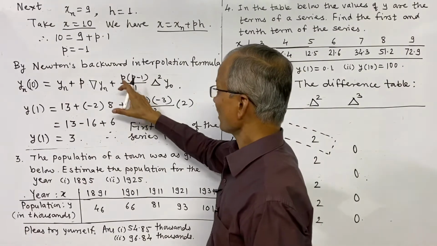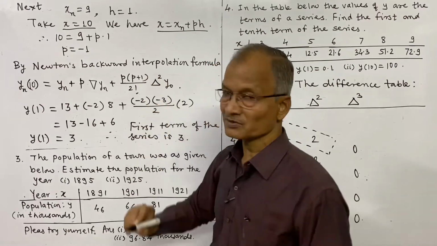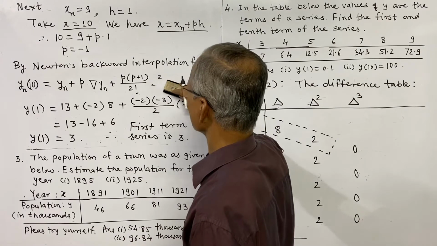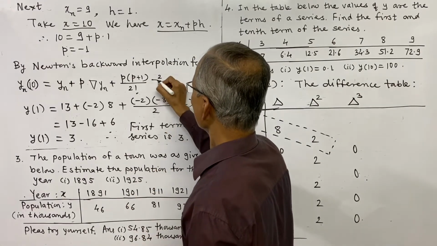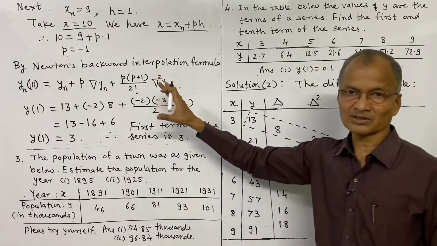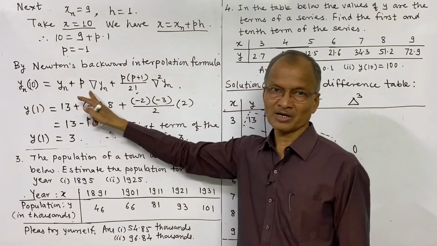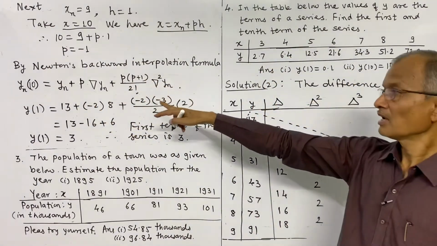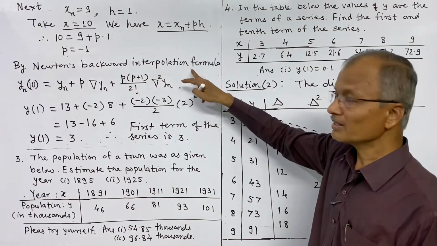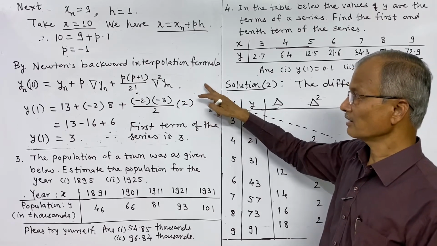And now what is the change in the binomial coefficient? That is p. Here the coefficients will be p into p plus 1 divided by 2 factorial, and that is again del square yn. You observe the Newton's backward difference interpolation formula that we have expressed. The starting term is yn, next is p del yn plus p into p plus 1 divided by 2 factorial del square yn plus p into p plus 1 into p plus 2 divided by 3 factorial del cube yn.